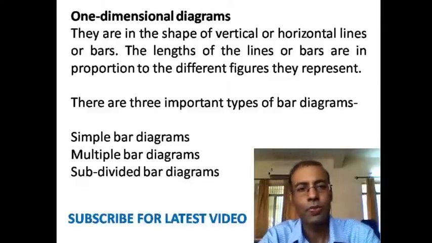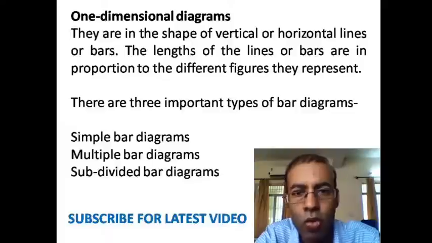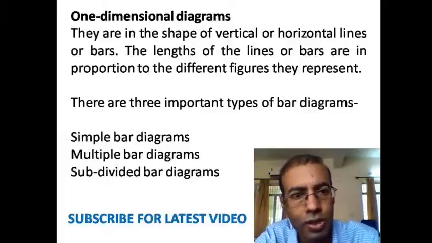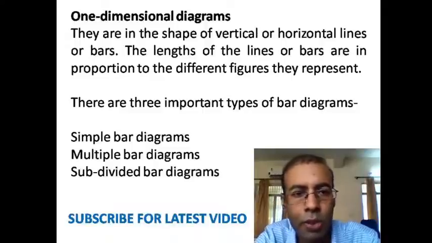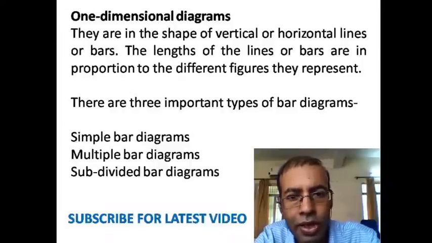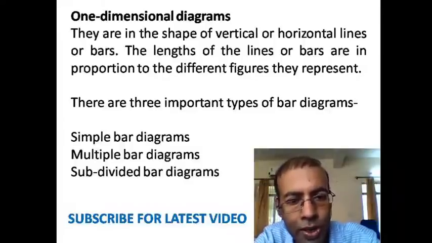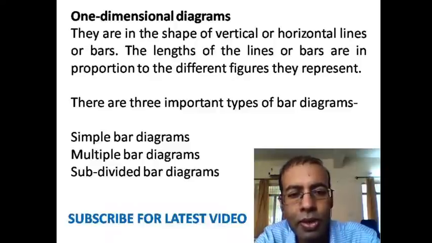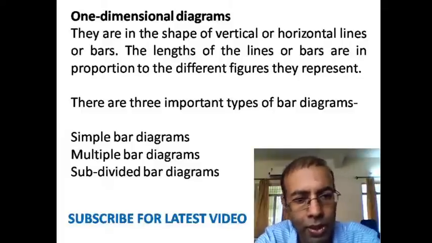Now we will discuss one dimensional diagrams. They are in the shape of vertical or horizontal lines or bars. The length of the lines or bars are in proportion to the different figures they represent. There are three important types of bar diagram. First is simple bar diagram, second is multiple bar diagram, third is subdivided bar diagram. Now we will see what is simple bar diagram, what is multiple bar diagram and what is subdivided bar diagram.